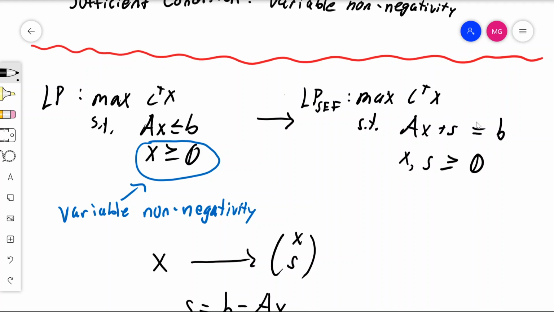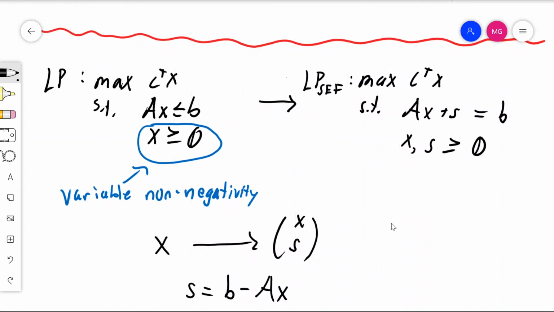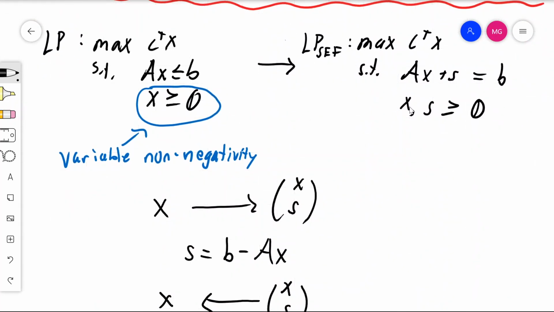So this is certainly in standard equality form, because it's equality constraints. The matrix isn't A anymore. It's A, and then actually there's an identity matrix implicitly in front of the s vector here. But anyways, it's still matrix equality constraints, and then all the variables, the x's and the s's, are non-negative. So then this is standard equality form. So that's the conversion that we did. This is just the generalized phenomenon happening here.